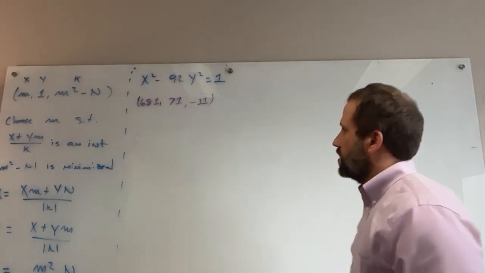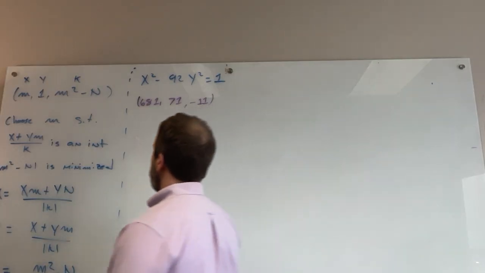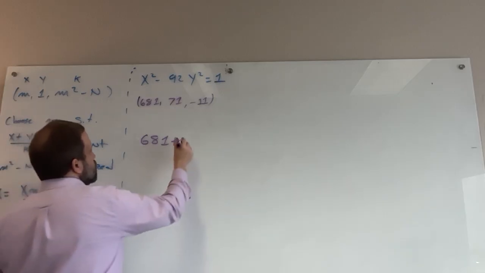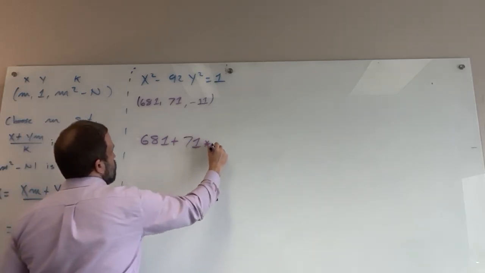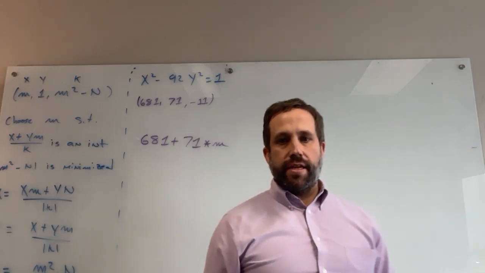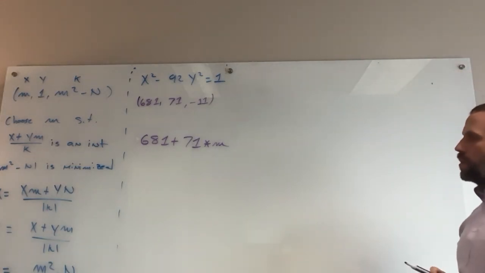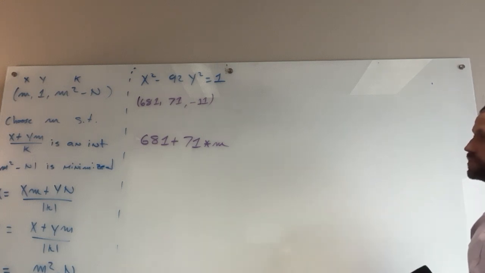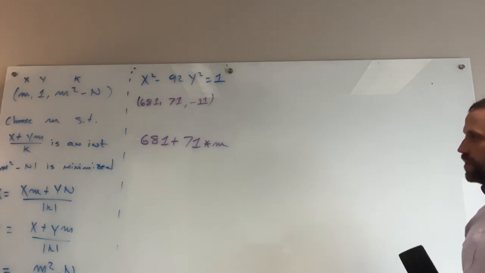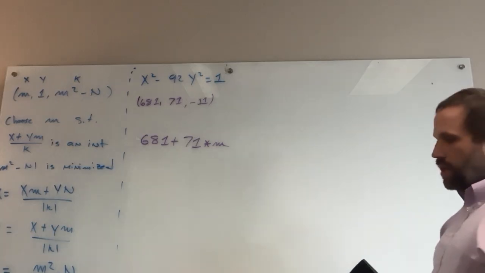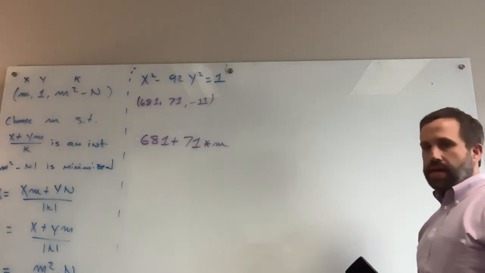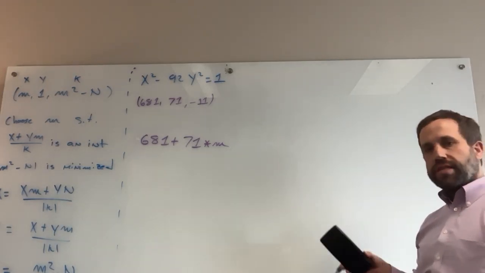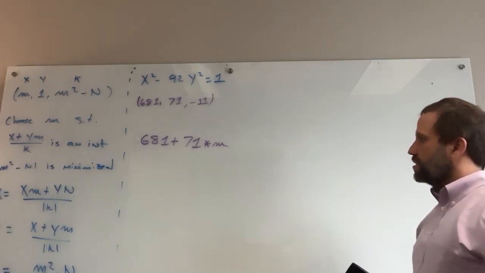Very good. All right. So now we're going to do this again. Again, I want 681 plus 71 times m to be divisible by 11. And I want to maybe pick the m such that m squared is the closest to 92.